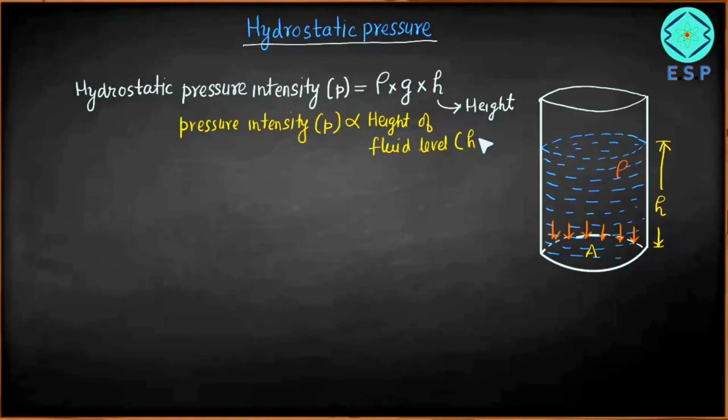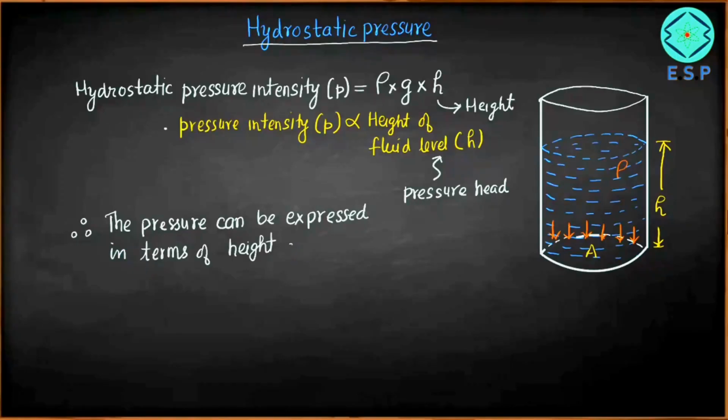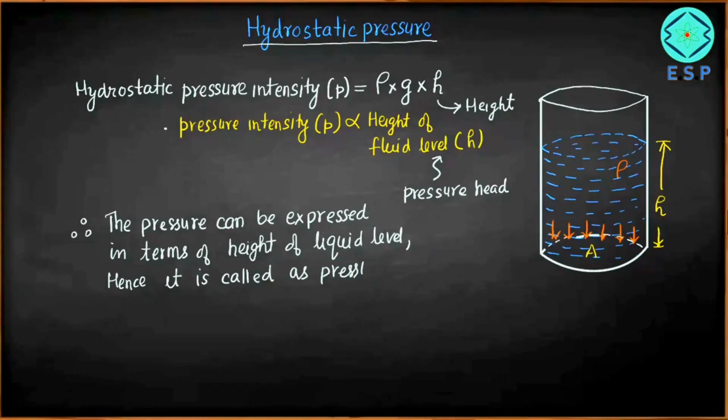That I'm calling as H. So this height of fluid level is referred to as pressure head. It means we can also express the pressure intensity in terms of the height of liquid. So the pressure can be expressed in terms of height of liquid level. This is a very important outcome, friends, and hence it is called pressure head. It means the height of the liquid level is called pressure head.